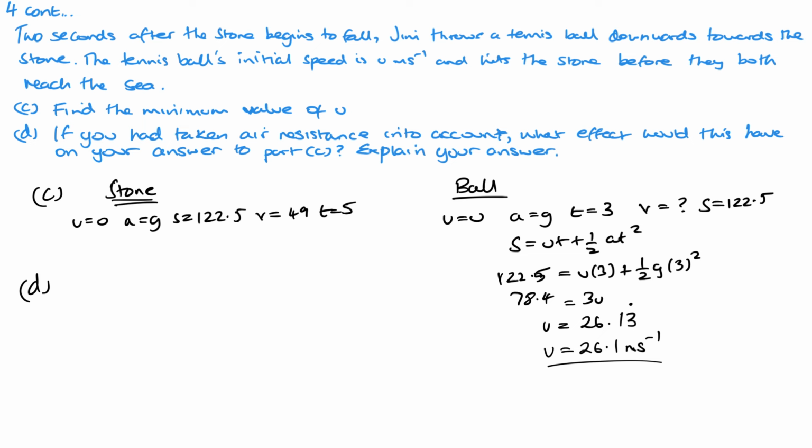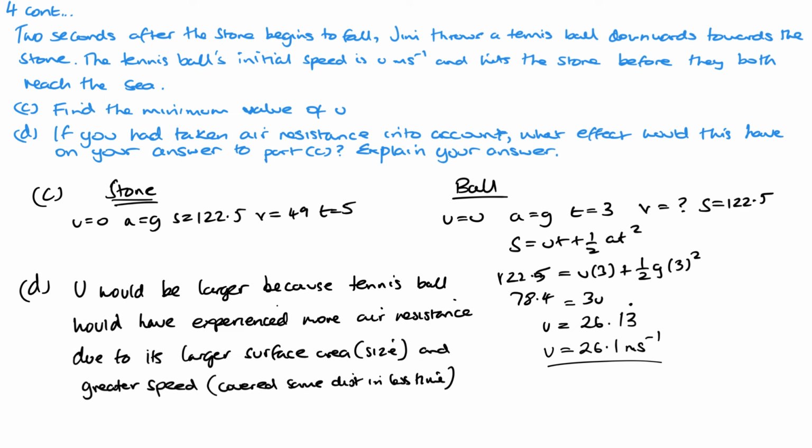So we would say that the tennis ball is bigger, so it would experience more air resistance, and it will be moving faster because it covers the same distance in 3 seconds. So that's what we need to say. That means that the real value of u would be greater than this value of u, because the air resistance would be slowing it down. So we'd need to start off faster. And there we have it.